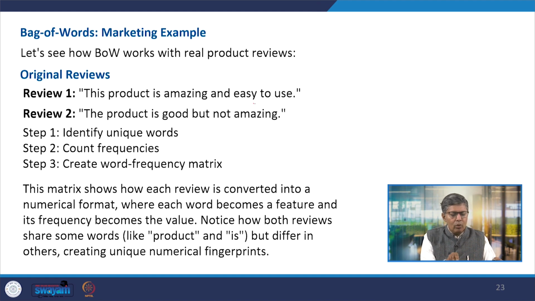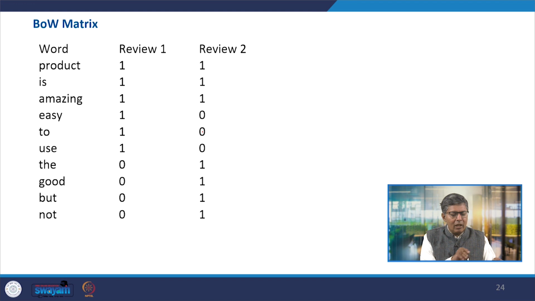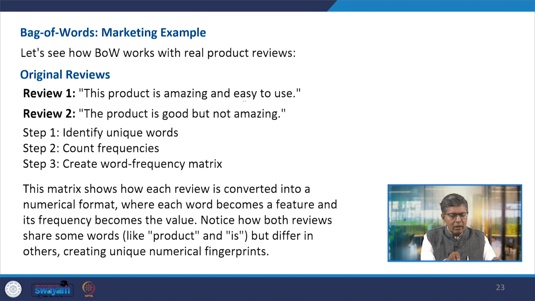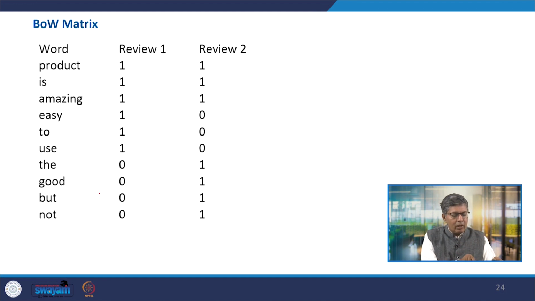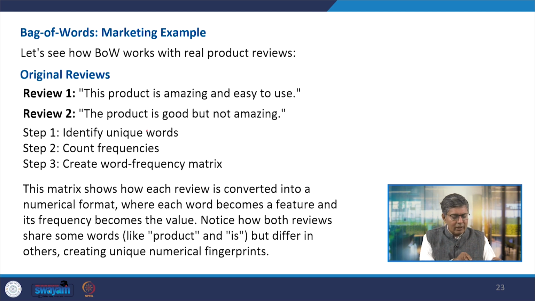To is there here but not in the other one. So, review 1 it is there, 1 0. Now, use again is there in review 1, not in review 2. The is not there in review 1 but in review 2 it is there. Now, the is not there in review 1 but here it is there, right. Similarly, good is there in review 2, not in review 1. So, yes, right.